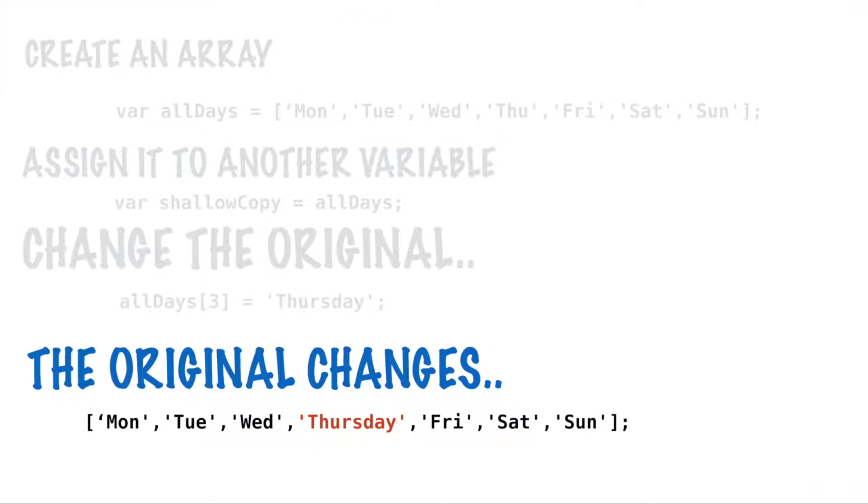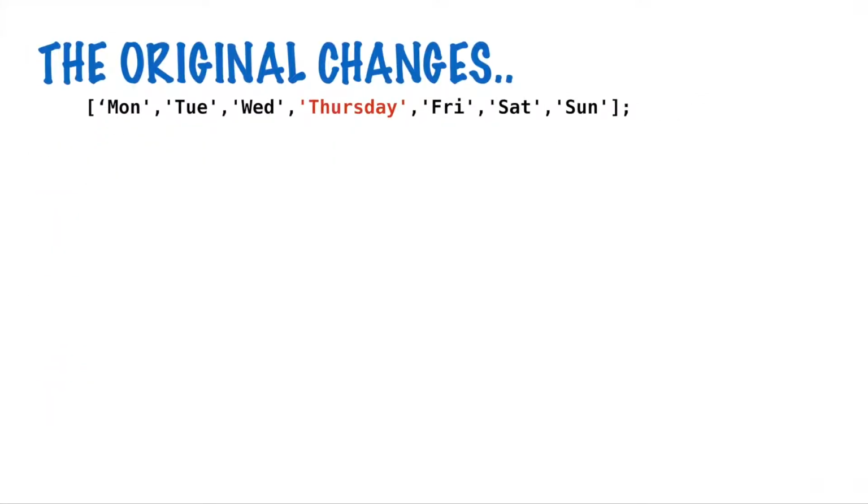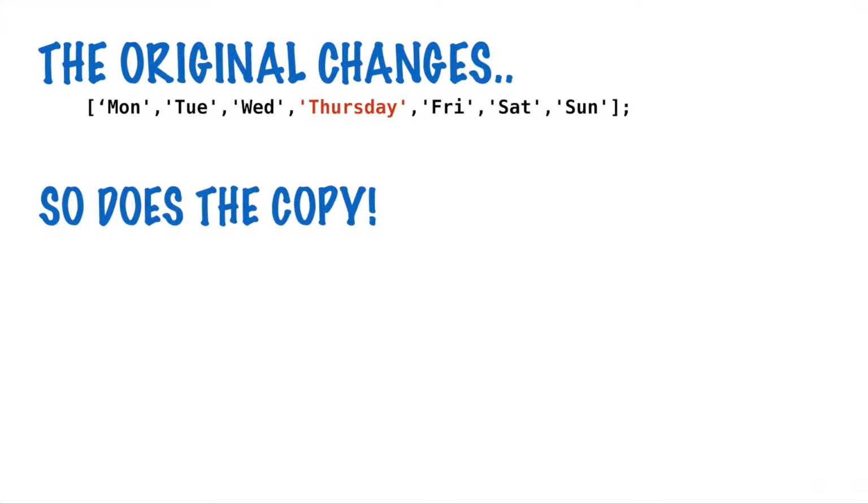The original all days array is updated to look like what you see on screen. Now this is a totally expected change. You've assigned something to the original array and the original array has been updated based on your assignment. Makes total sense so far. Here's something unexpected as well. Do you remember the copy we made of this array called shallow copy? The copy is updated as well.